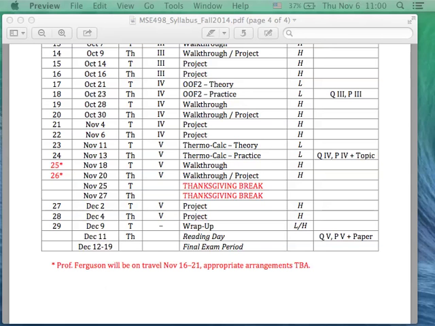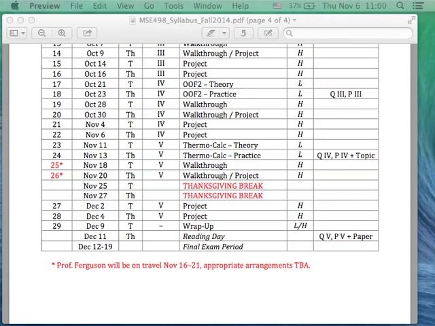And then we're going to have a two-week break. We're going to have the week before Thanksgiving and Thanksgiving, and then we're going to come back and finish up the thermocal project, and then we're done. So we're actually very close to the end of the course. So we do have class this week, we have class next week, and then we're going to be on break for a couple of weeks. Okay, and then do remember all your stuff is due November 13th with respect to the OOF 2 stuff.